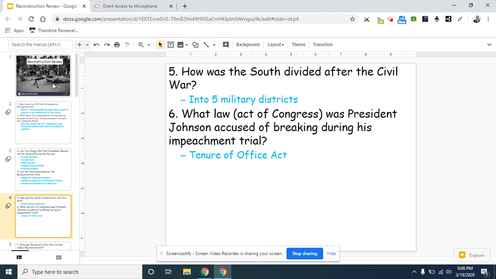Number 5, how was the South divided after the Civil War? It was divided into those 5 military districts. Go back and look at that map. Like I said, Virginia, South Carolina, and North Carolina was one.